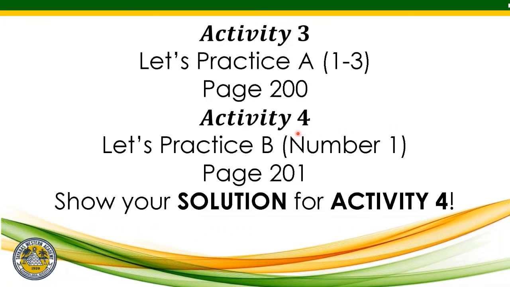And then let's practice letter B, activity number 4. Ang sasagutan lang ay number 1. So, nandun naman sa instruction kung anong gagawin. Hanapin ang axis of symmetry, ang vertex, then i-graph. So, isang graphing paper lang ang gagamitin. So, dalawang given doon na function, ibig sabihin, magkasama sila sa isang graph. Okay? So, show your solution for activity number 4. Kailangan ng solution.